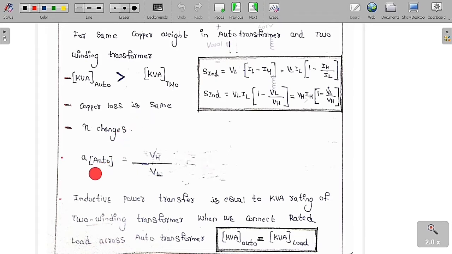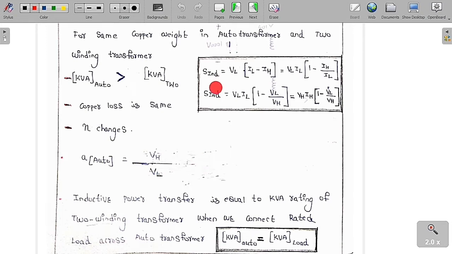I have already told you the turns ratio of the auto transformer is equal to VH by VL is equal to NH by NL is equal to IL by IH, from primary to secondary side. The turns ratio of the auto transformer can be lesser than 1 or greater than 1. Whereas the transformation ratio is the inverse of the turns ratio. It is VL by VH is equal to NL by NH is equal to IH by IL. So now you can go for the small formula.